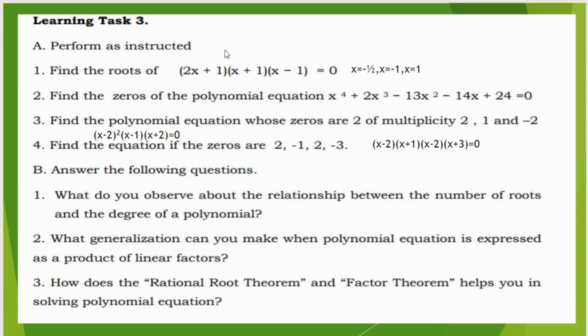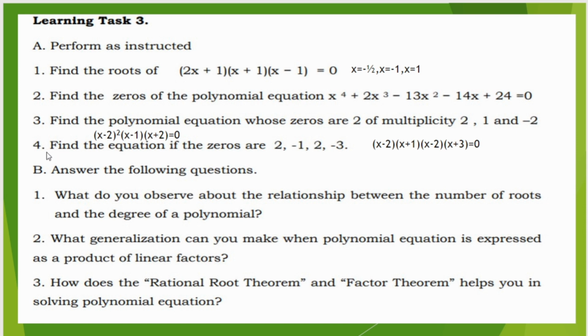Find the polynomial equation whose zeros are 2 of multiplicity 2, 1, and negative 2. So 2 of multiplicity 2 will be x minus 2 squared. So we're going to multiply x minus 2 twice. Then positive 1 will be x minus 1. Then negative 2 will be x plus 2 equals 0. So this will be the equation. And then you just need to evaluate.